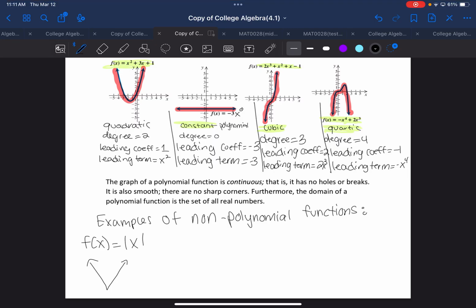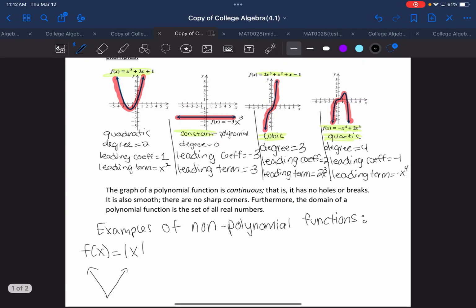And furthermore, the domain of a polynomial function is the set of all real numbers. So that's always true for all polynomial functions. And you can see that in those 4 pictures of those examples, all of the domains would be all real numbers. They're constantly going from left to right. So the domain is all real numbers.